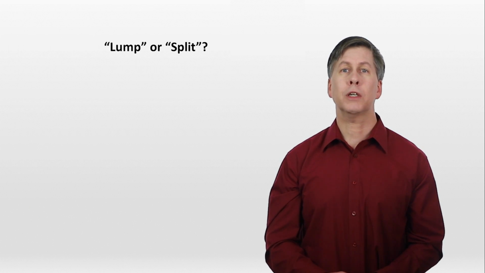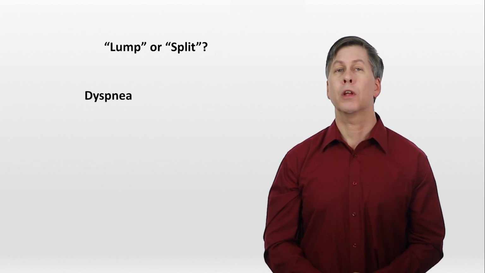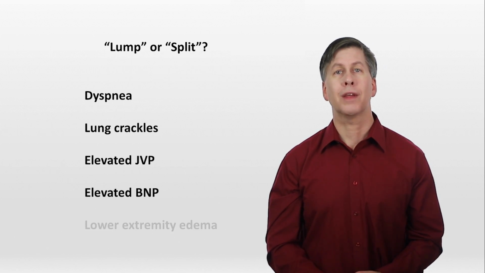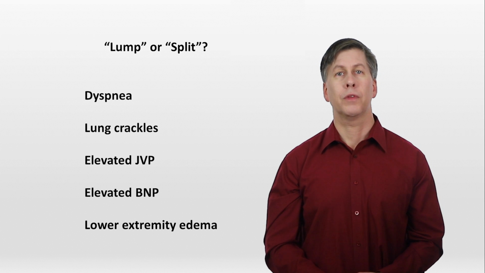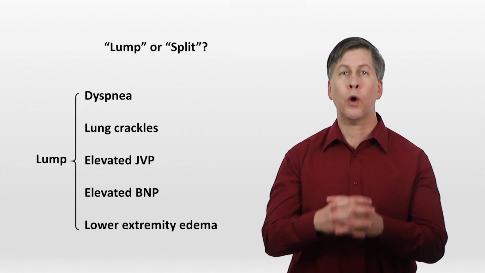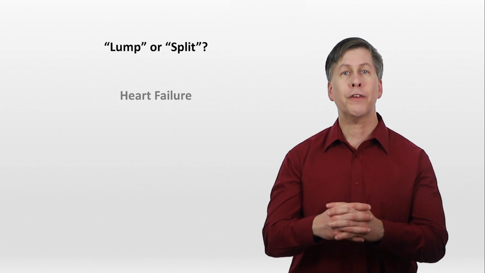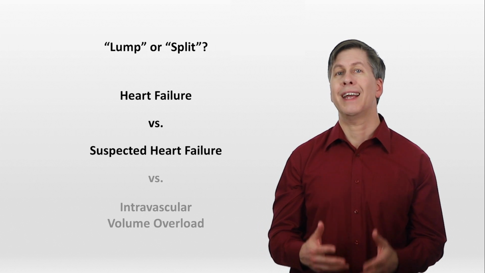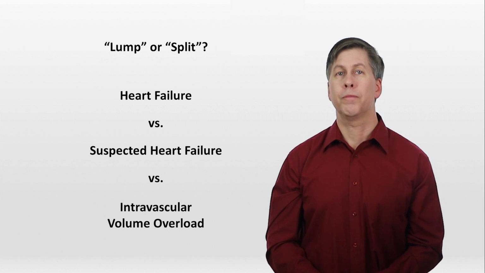Imagine a patient's problem list includes dyspnea, lung crackles, elevated JVP, elevated BNP, and lower extremity edema. Assuming there was no reason to suspect alternative explanations for these findings, these should all be lumped together as one problem, framed either as heart failure, suspected heart failure, or most generally, intravascular volume overload.